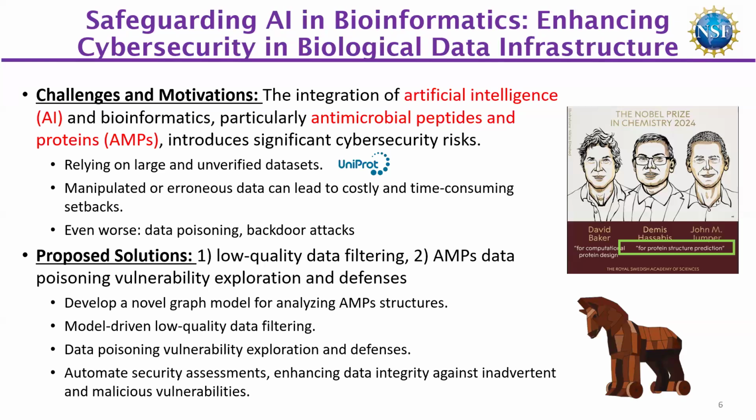First of all, we will develop a graph model for analyzing anti-peptide and protein structures. The next job is to filter low quality data from the data set to make sure there is more accuracy in predicting high quality structures. Then we will focus on investigating whether data poisoning or backdoor attacks can exist in the anti-peptide and protein area, and if there are such attacks, what defenses we should develop. And in the end, from the security researcher perspective, for all security mechanisms we had better avoid manual work, so we will develop automatic tools to help filter the data, detect vulnerabilities, and protect the whole data set. So that is our solution.